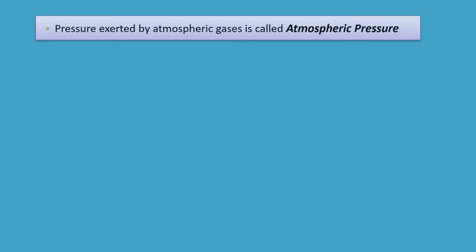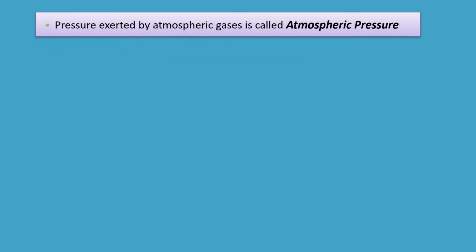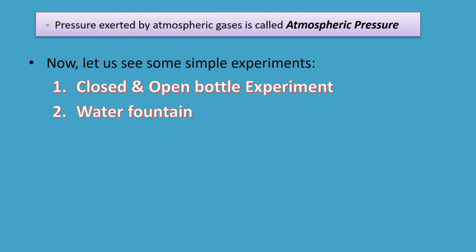Now, the pressure exerted by the atmospheric gases around us is called the atmospheric pressure. Now that we have understood the pressure exerted by liquids and gases, let us see some simple experiments involving the effect of both pressure exerted by liquids and gases.